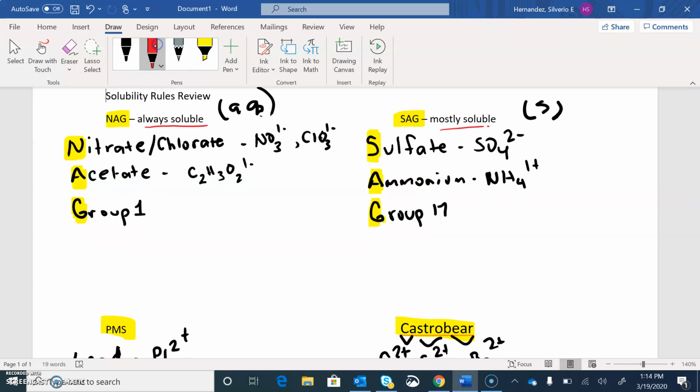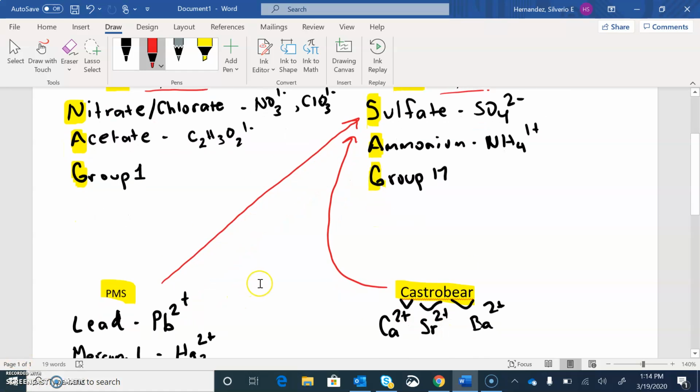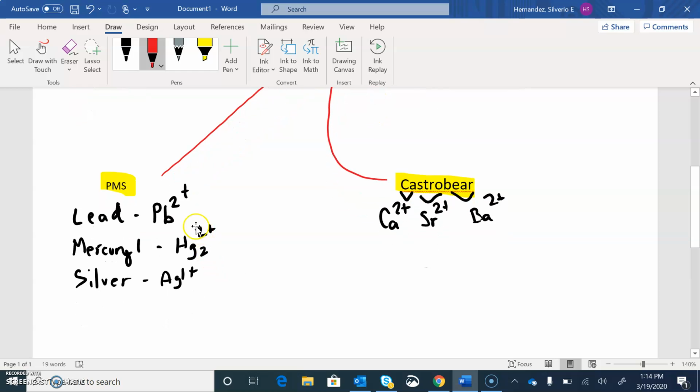If the sulfate ion is combined with anything from PMS, it's going to produce a solid. What else will cause the sulfate to precipitate out? Anything from Castro-Bear. So any of these ions I have listed down here, if you see them in combination with the sulfate ion, they will produce a solid.